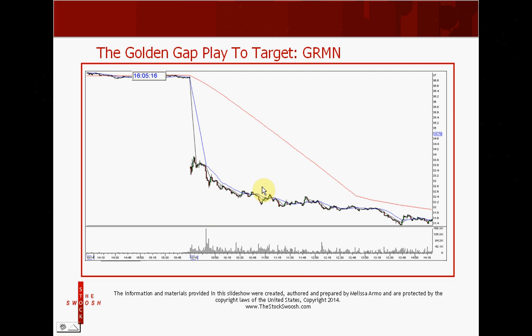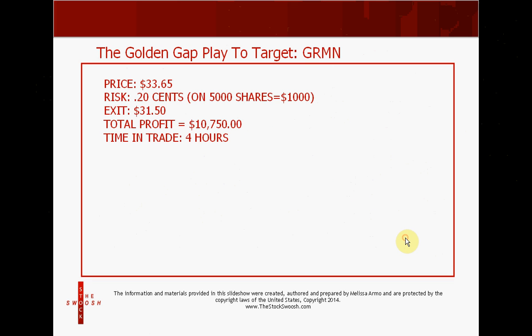All right. Let's get back to this because we got a little sidetracked there, but it was good. We're going to go over GRMN to the dream target. I did not hold this to the dream target, but the point I'm trying to make is that if you really want to trade a bigger target, some of these gaps can really sell off. This entry here, the initial entry that I got out of quickly, actually ended up falling to an amazing number. You could have held this all the way down in the afternoon, but then you're taking the trade in the morning and holding it in the afternoon.